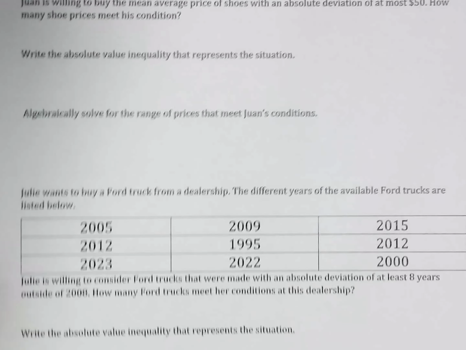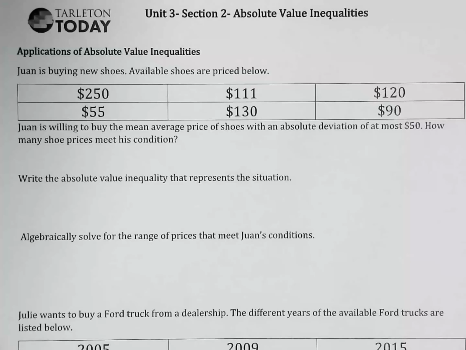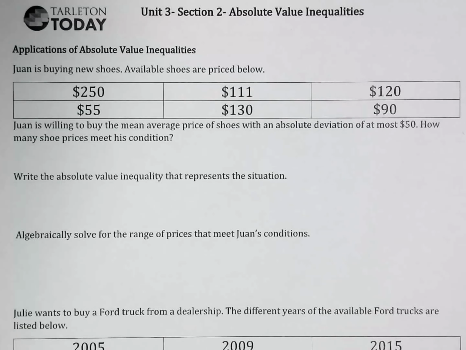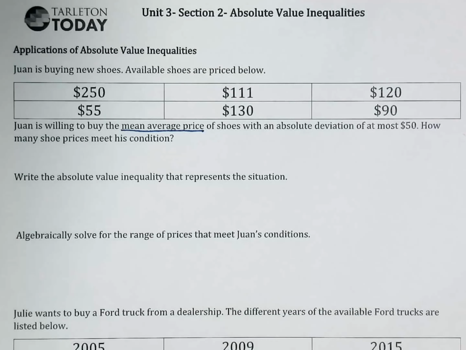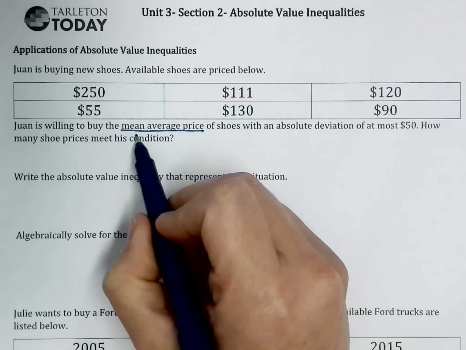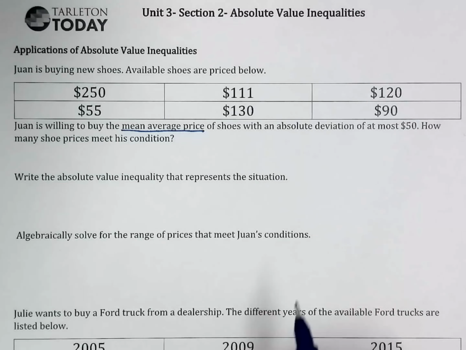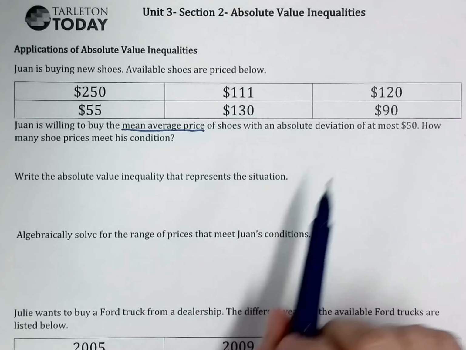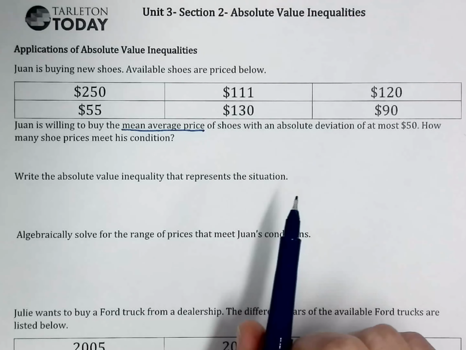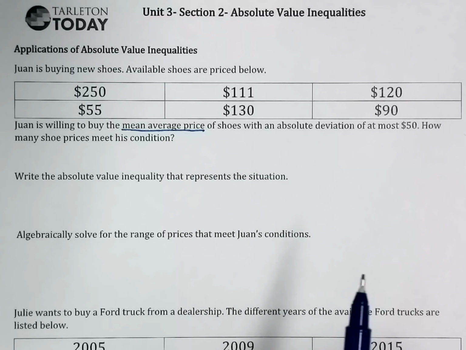All right, word problems. So we have someone buying new shoes. Available shoes are priced below, so these are the prices. He's willing to buy at the mean average price. So remember, mean is average price. It should have been in parentheses, but it's not. It's fine. With an absolute deviation of at most $50. How many shoe prices meet his conditions?